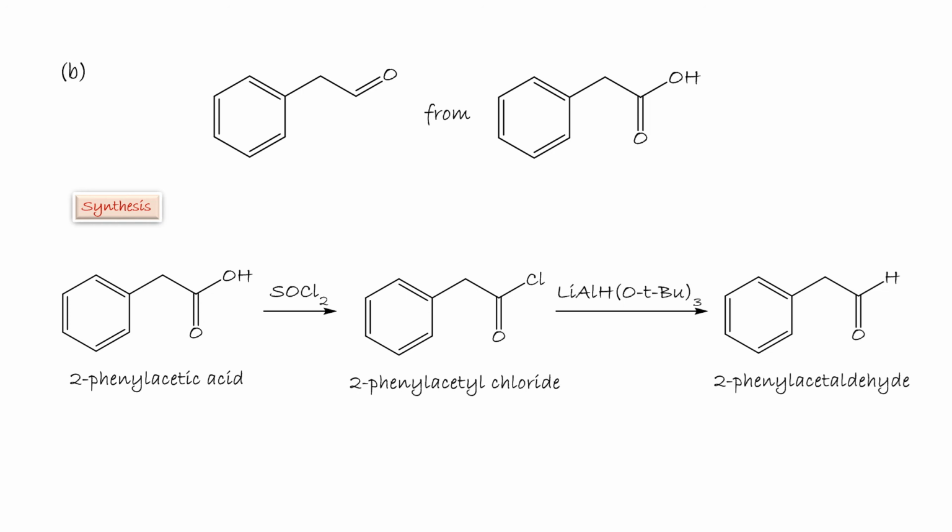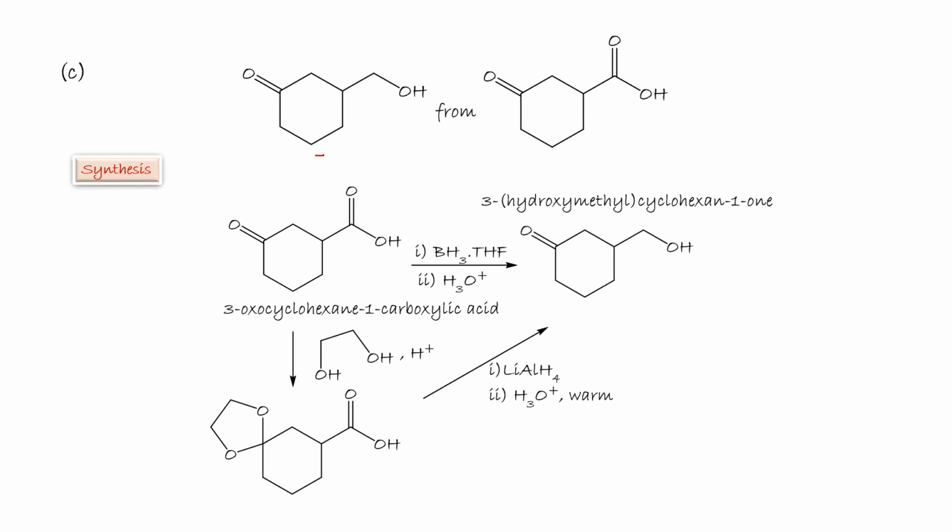If you would like to get this aldehyde from carboxylic acid, what we have to do is, the same number of carbons, okay? All we have to do is take the 2-phenylacetic acid with thionyl chloride to form the acid chloride, then use lithium tri-tert-butoxy aluminum hydride as a reducing agent to get the aldehyde.